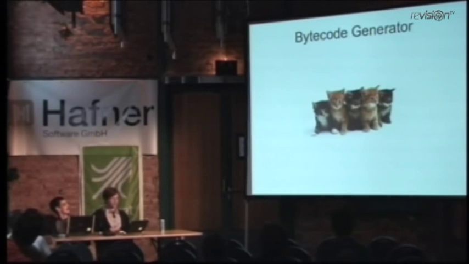So the bytecode generator takes a syntax tree as input and generates register-based bytecode from it. It also applies very simple basic peephole optimizations and tries to apply register-based copy propagation when possible. And it also tries to avoid dead stores.